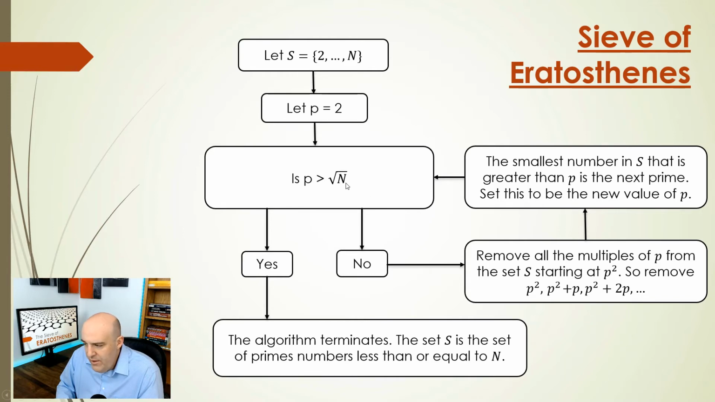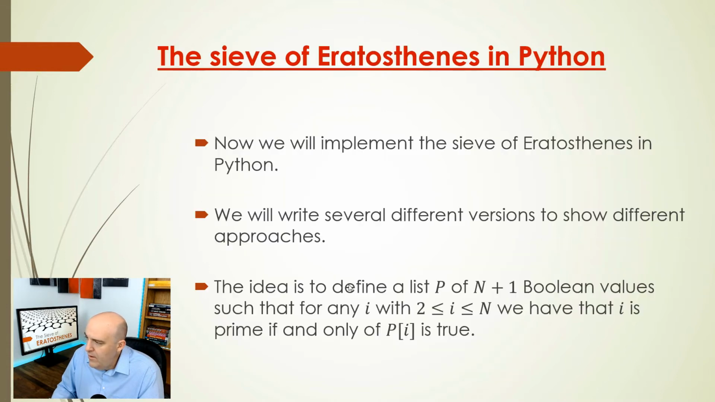If p is not bigger than root n, then we remove all the multiples of p, that's the same, but instead of starting at 2p, we start at p squared, and then we go up by p after that though. So why don't we try to implement this in Python now? We're going to give several different approaches to this just to show the different ways of doing it. But the idea is going to be the same for each version.